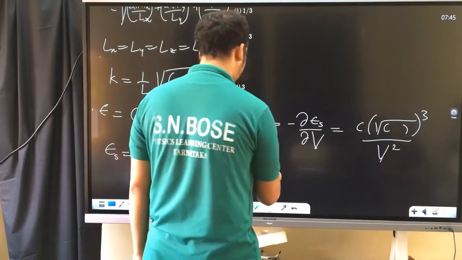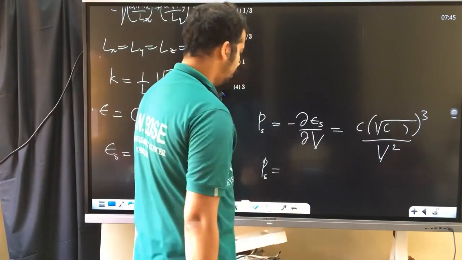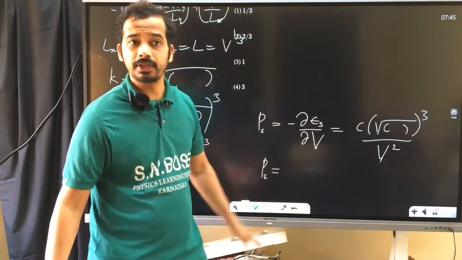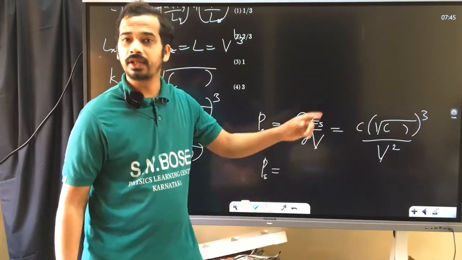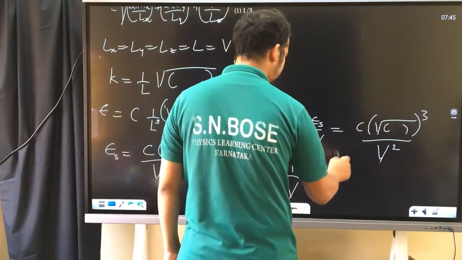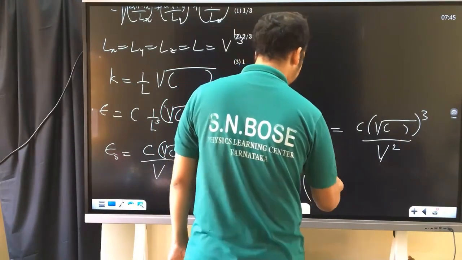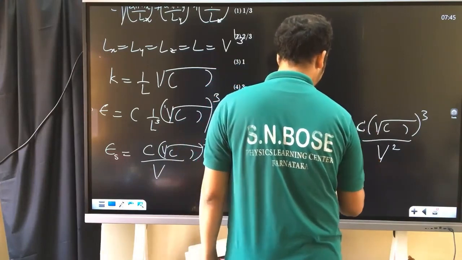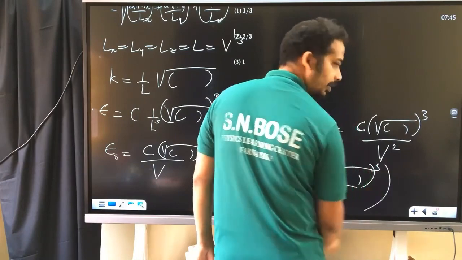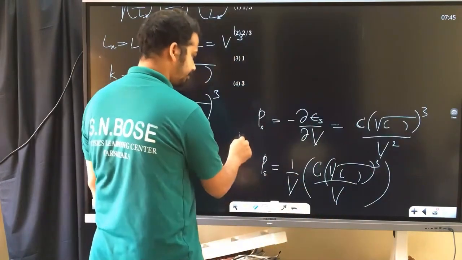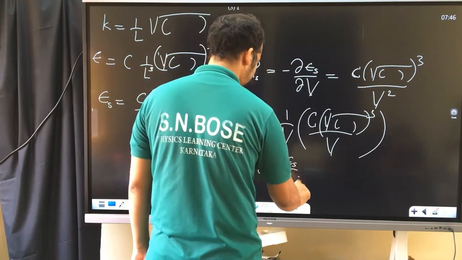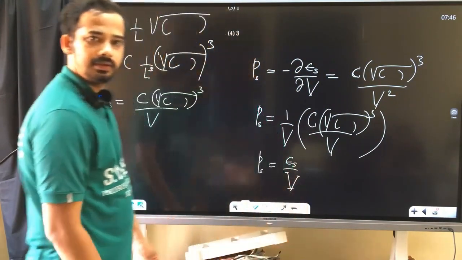Now this one, what we have written is PS is equal to, this is pressure contribution by the state, not by the particle, by that energy level actually, a bit different story. Again we have written 1 by V times 1 by V into C into root of this one whole cube divided by V again, am I right? What is this one? PS is equal to ES by V, isn't it?